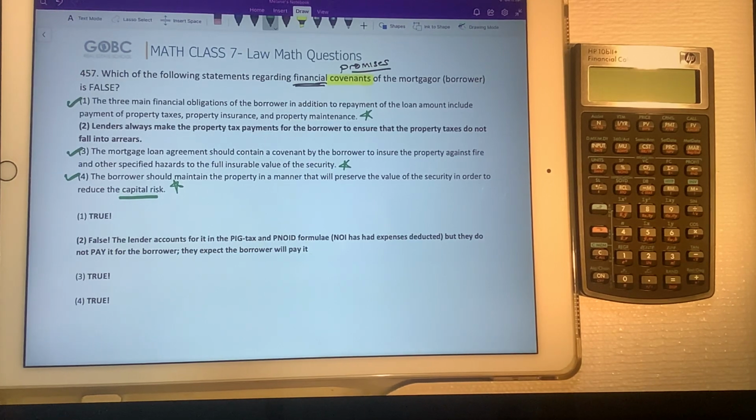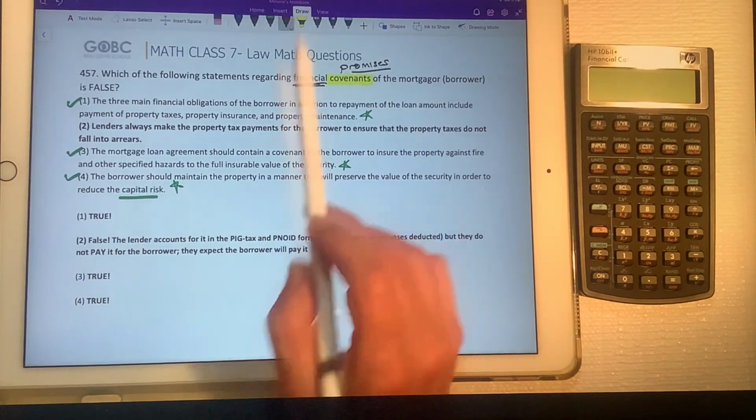So if you just let the property disintegrate and you don't do anything to upkeep it, then the property isn't going to be worth as much as it should be, and then the bank may not be able to sell. If you default, they may not be able to sell and get all of their capital back. So those are all true, and true. Number 2 is the false statement.